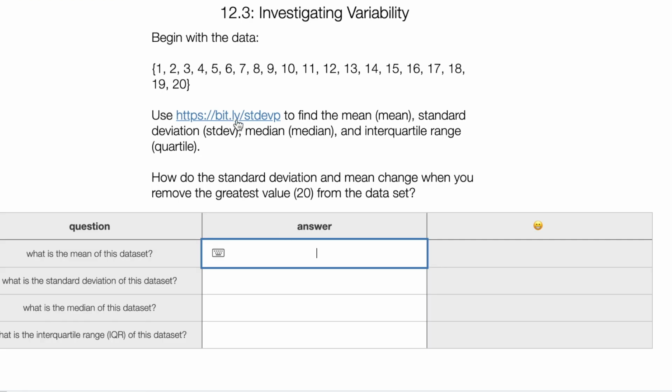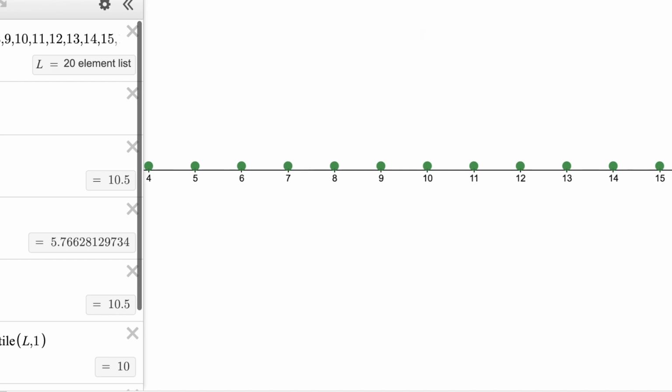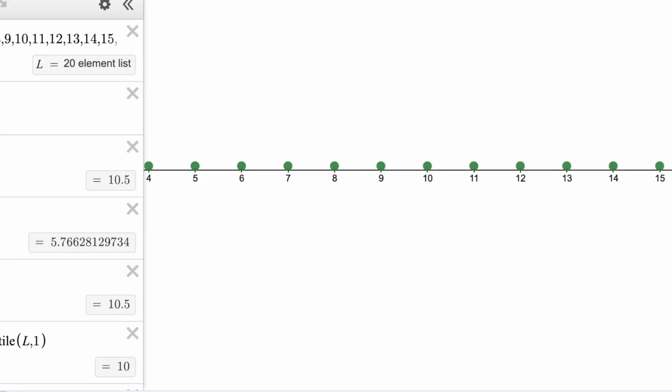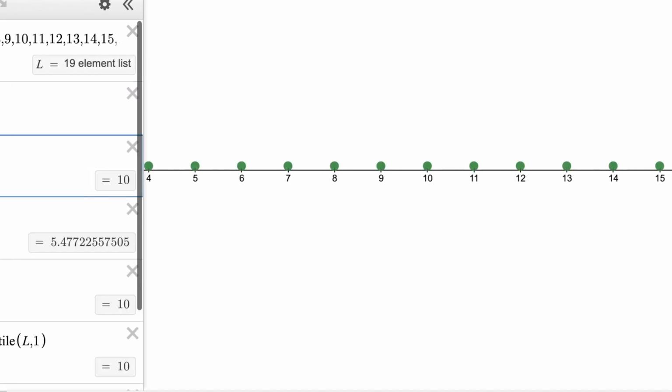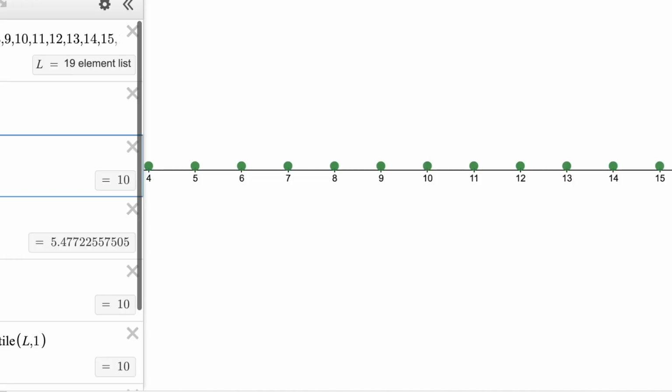And we're going to go back and click it again. Yeah, the mean is 10.5. But it's telling me there's an X, so... Oh, I know what it's saying. Okay, so it's saying, how did the standard deviation and mean change when you remove the greatest value, 20, from the data set? Oh, so we've got to go all the way over to 20 and remove it. So now the mean is 10. That's why. So if you get it wrong, it gives you an X.